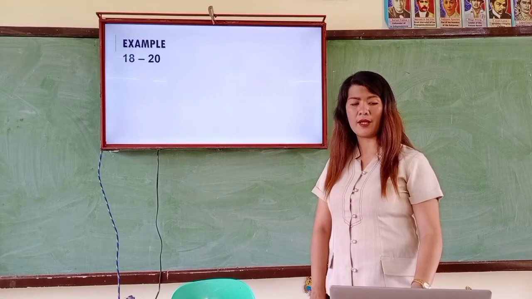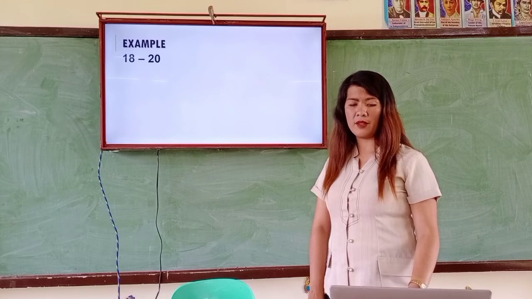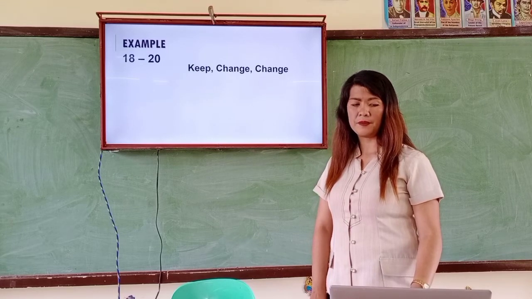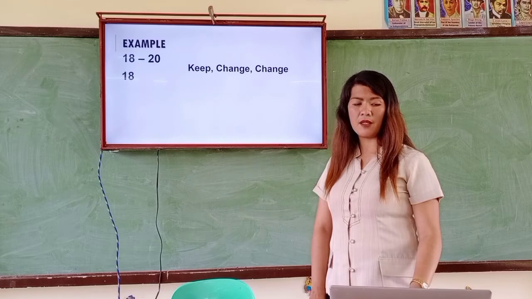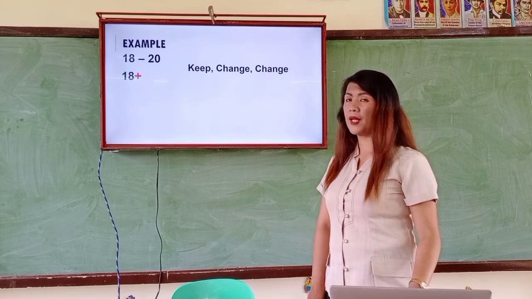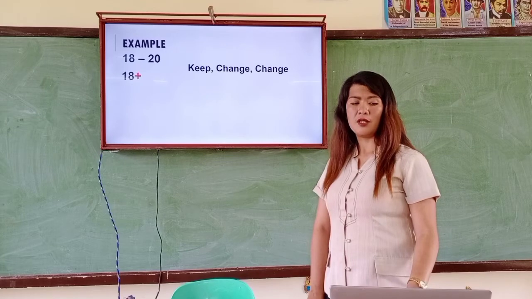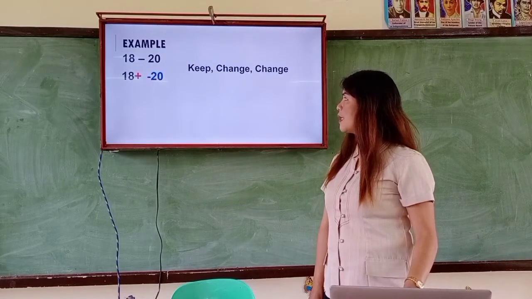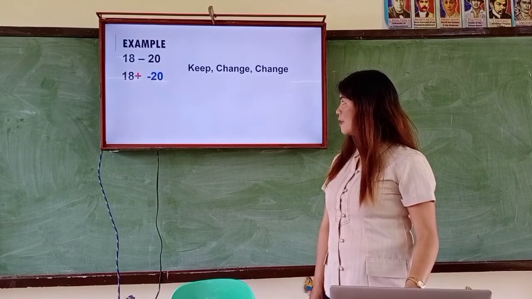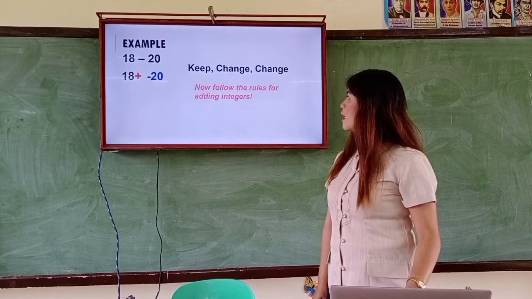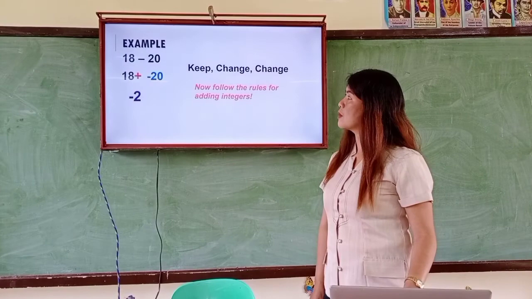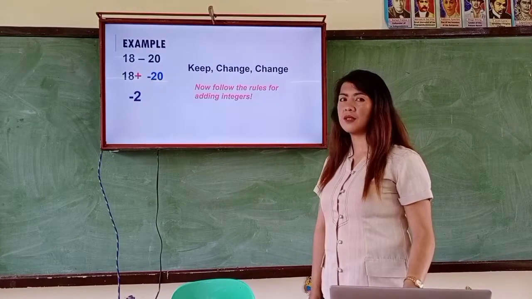Okay, another example, we have 18 minus 20. Subtraction, so that is keep, change, change. Keep +18, change minus to plus, and then change +20 to -20. So that becomes +18 plus -20. And then follow the rules for adding integers. So 18 plus -20 is equal to -2. So 18 minus 20 is equal to -2.